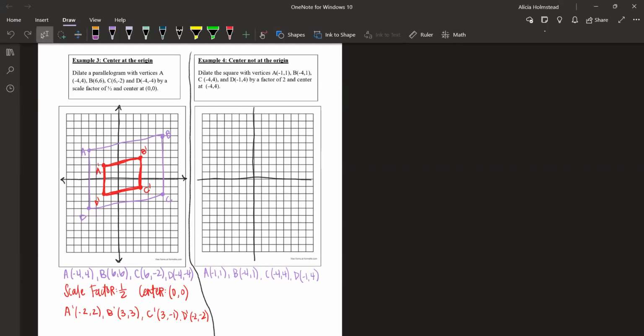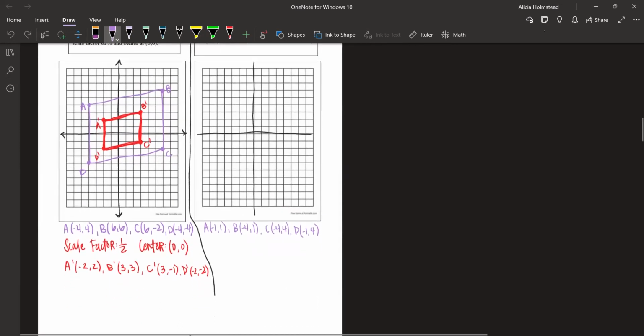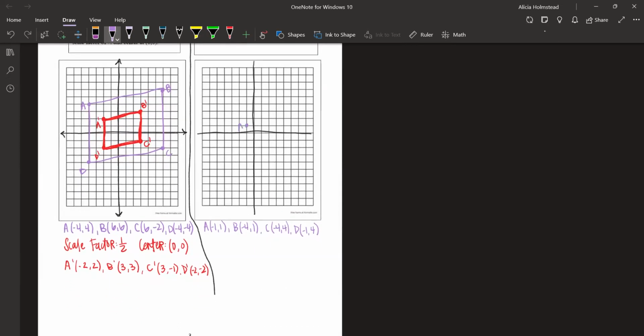So let's put those on our graph. Negative 1, 1 is A. Negative 4, 1 is point B. Negative 4, 4, going up 1, 2, 3, 4, is C, and negative 1, 4 is D. So we're starting with a square.